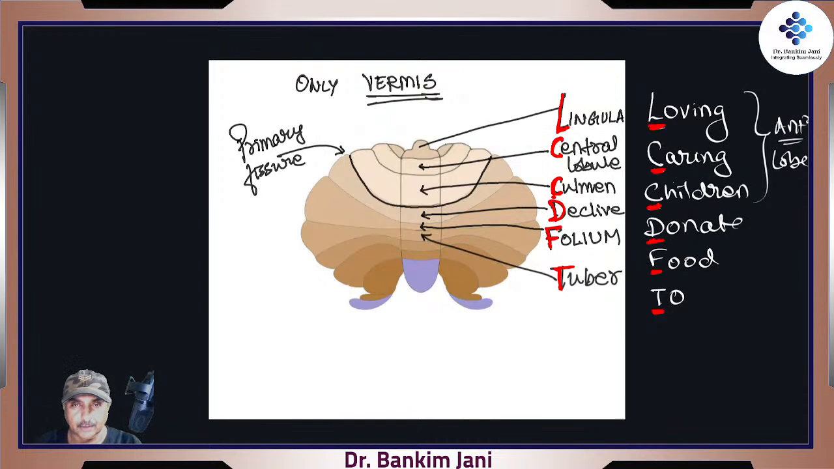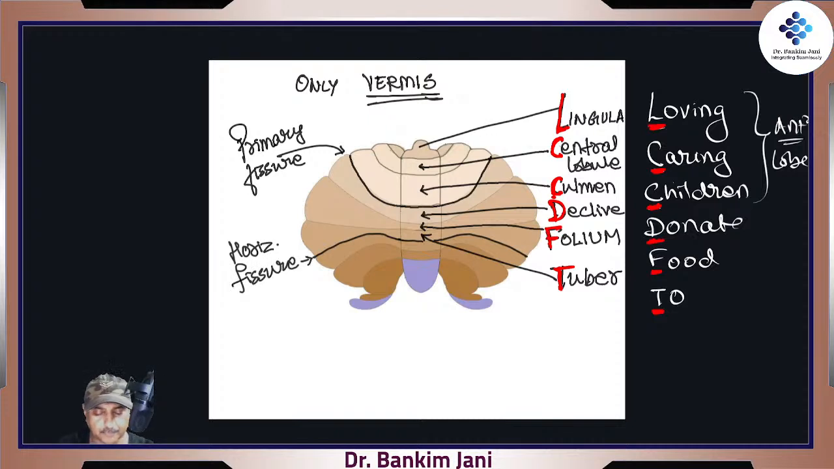Now between folium and tuber, here it is, this one. Or let's draw it on the opposite side. Between folium and tuber, that's the horizontal fissure. So tuber done. In total there are 9. So 1, 2, 3, 4, 5, 6. 6 down, 3 to go.